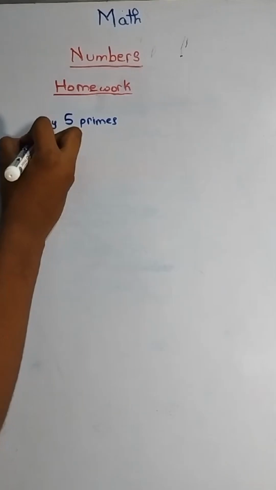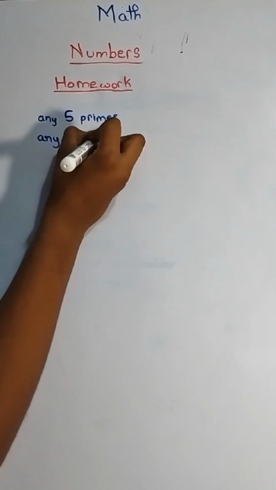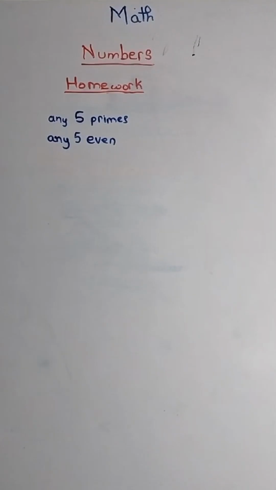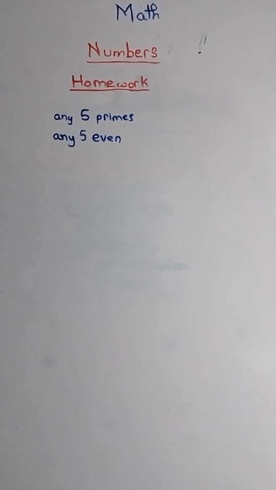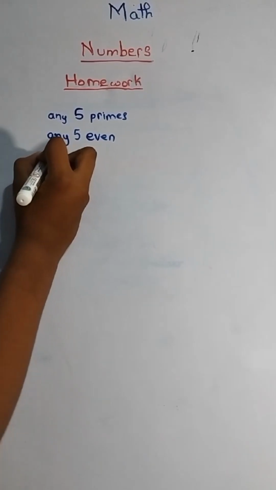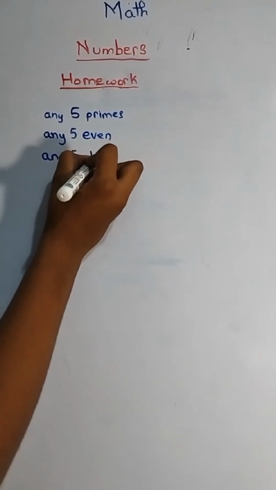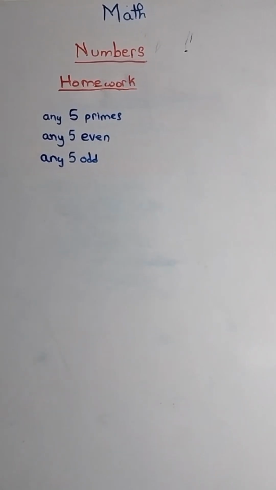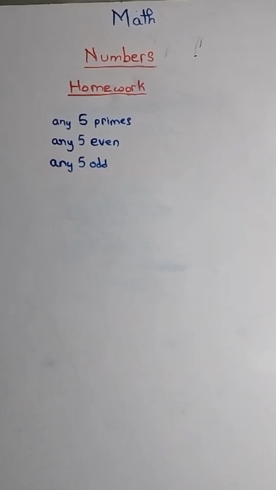You should also figure out any 5 even numbers apart from the examples I have given. As I told you, the way to figure out an even number is to divide the number by 2. And then the last homework for you all would be any 5 odd numbers. The way to figure out an odd number, as I said, is just to add 1 to or subtract 1 from an even number.